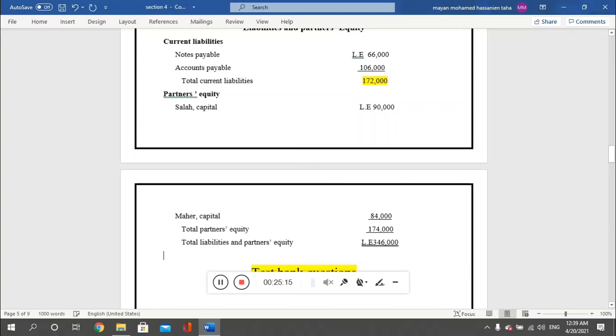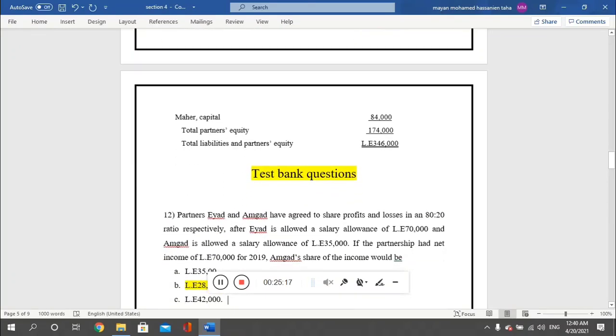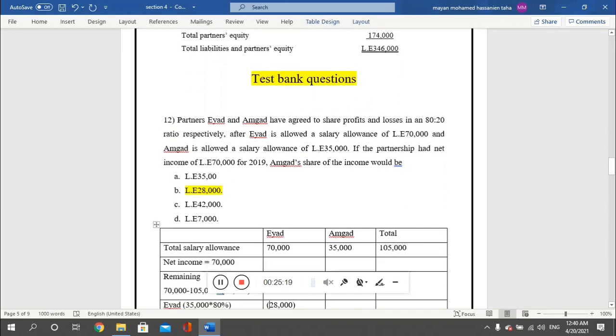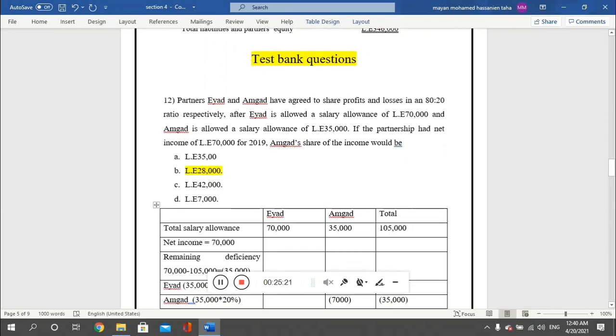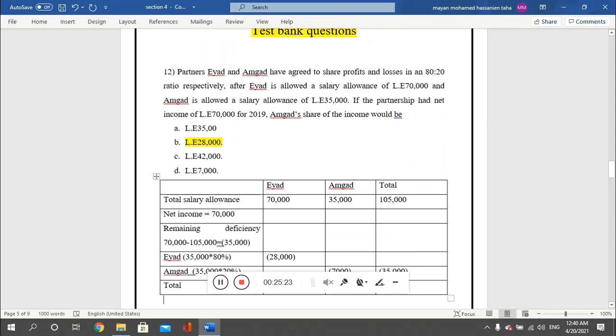Okay. Let's move to another part in our section, which is the test bank questions. Here we will solve number 12 in the test bank question, multiple choice.